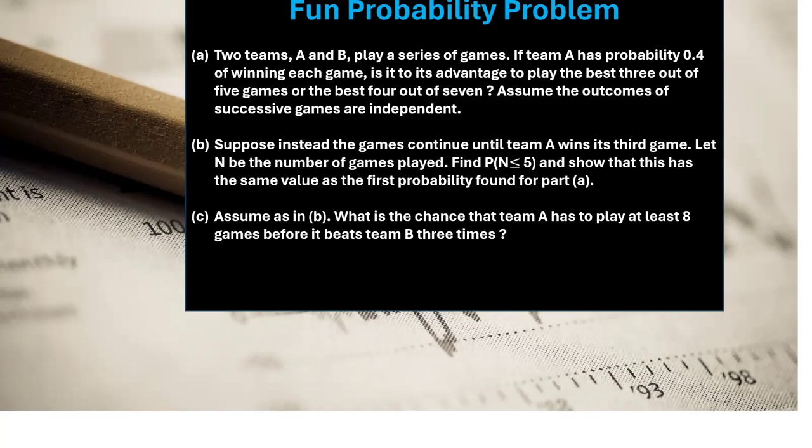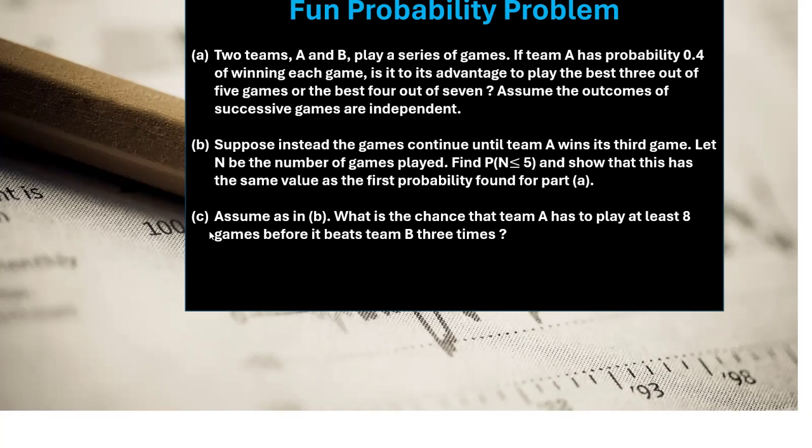Then part B says, suppose instead the games continue until team A wins the third game, so there's no restriction to 5 games or 7 games. Let N, the capital N, be the number of games played, so the total number of games played. Now I want to find P(N ≤ 5), then show this has the same value as part A. Well, that's very interesting.